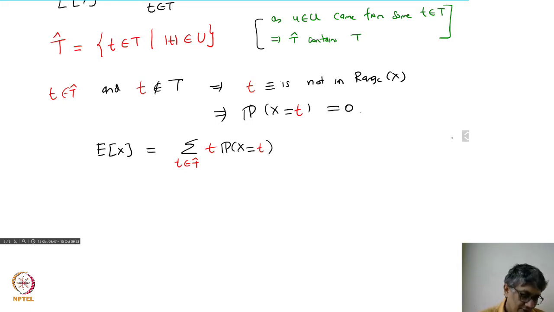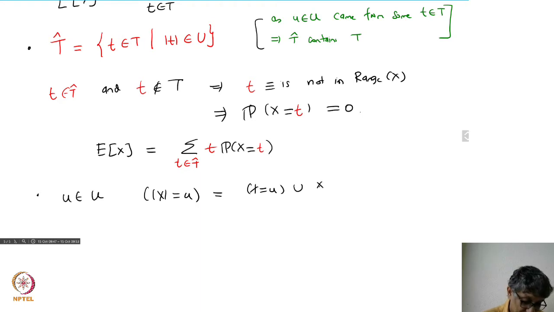So now you go the reverse way. This is one computation you have to do. The second one is, you take a u in U. You look at the event mod x equal to u. What's that going to be? That's going to be the event x equal to u or x equal to minus u. That's the event mod x.